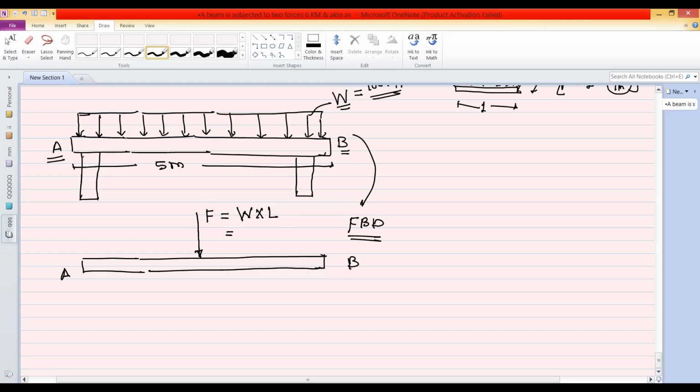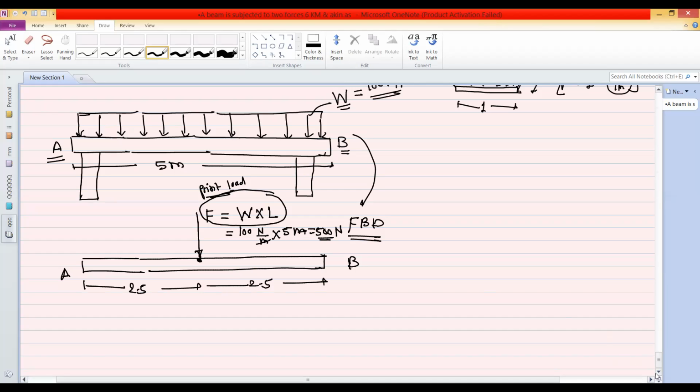So span means the distance between AB. So intensity is 100 Newton per meter into length, which is equal to 5 meter. So meter, we can cancel out. So the remaining value is 100 into 5, that is 500, and the unit is Newton. So this is the point load because of the UDL. So this is the conversion of the UDL into a point load. And this point load will act exactly at the center. So this is 2.5 and this will be 2.5.